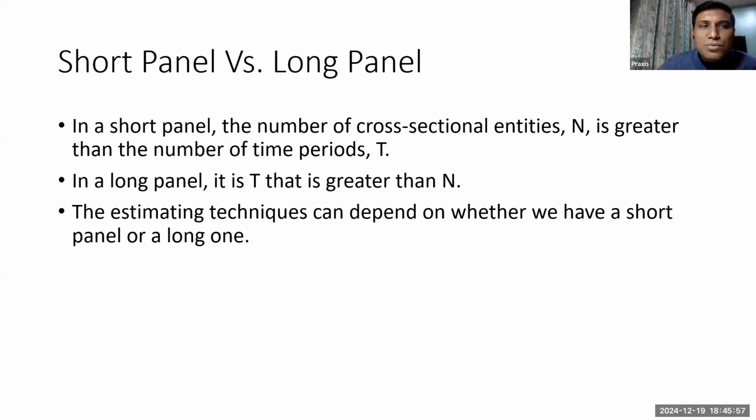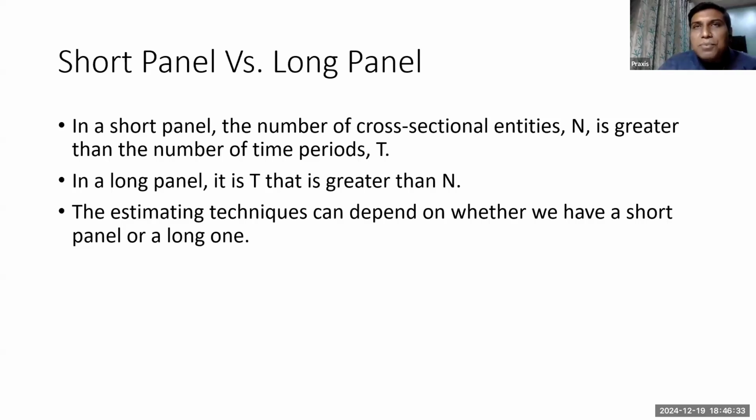Then also we come across these two terms very frequently, short panel and long panel. This is also pretty simple. What is a short panel? The number of cross-sectional entities, that is N, is greater than the number of time periods. Suppose you are working with data wherein you have, say, 50 banks, right? And you have collected the data for, say, 10 years, right? So your cross-sectional units, that's the banks, that number is more than the time period. So it's a short panel.